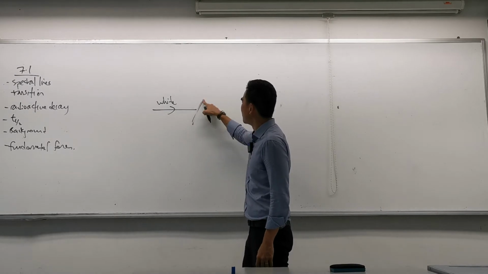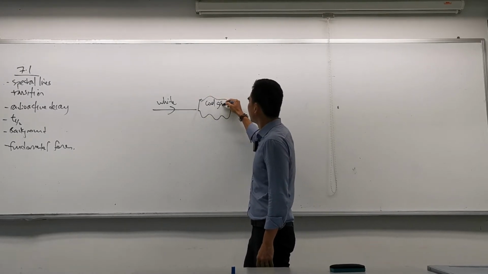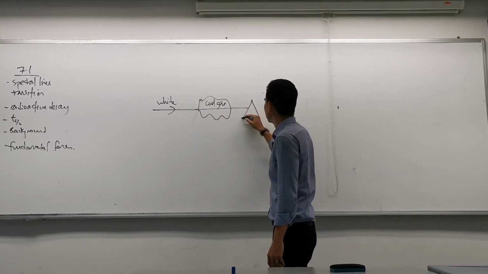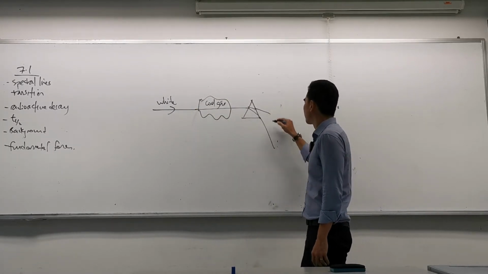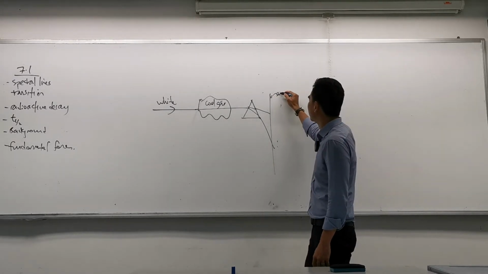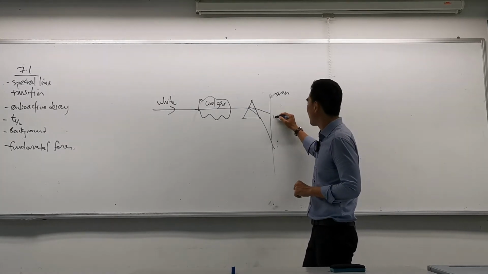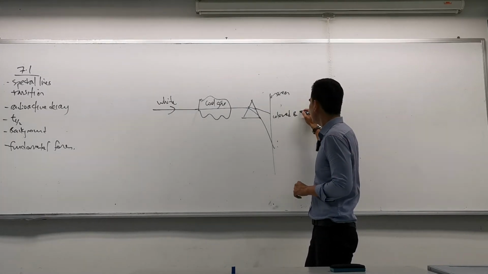All you need is white light passing through a cool gas. And after passing through the cool gas, it goes through a prism, and then you observe it on the screen. Now, what you observe on the screen is really quite interesting. It's going to be a colored background with dark lines.